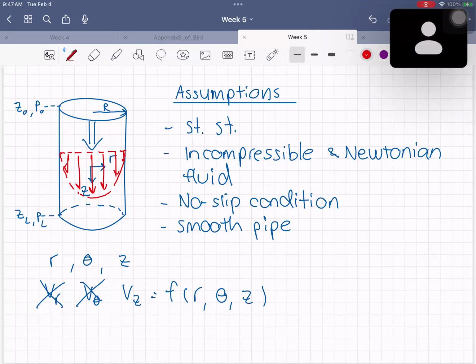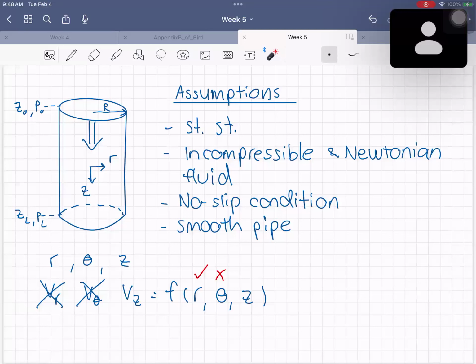I'll show you later. So let me remove this. So we have Vz that is a function of r. Next, is Vz a function of theta? That means that at any angle Vz changes? No, right? It's supposed to be uniform. So in this case it is no. Is Vz a function of z? So when changing z, like when you go further down, does Vz change?